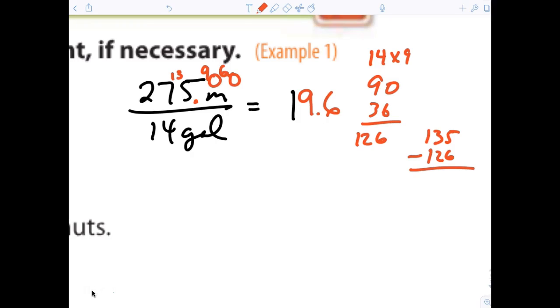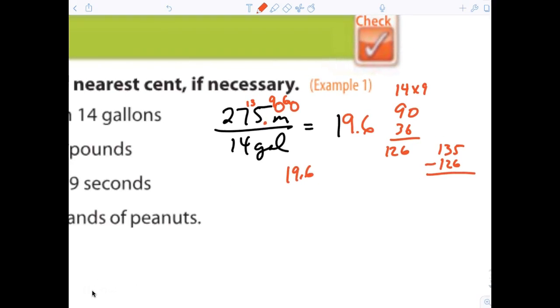Now does it look like it's going evenly? No. So from this point we can say roughly 19.6 miles a gallon. 19.6 miles every gallon. So now take out your calculator and everybody do 275 divided by 14. And see, 19.64285. Yeah. Is everybody good on that?